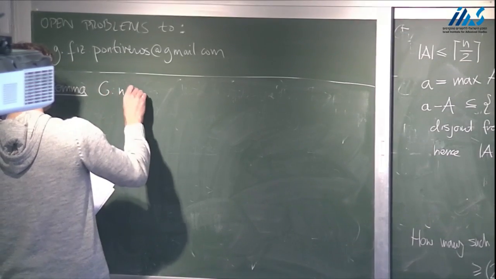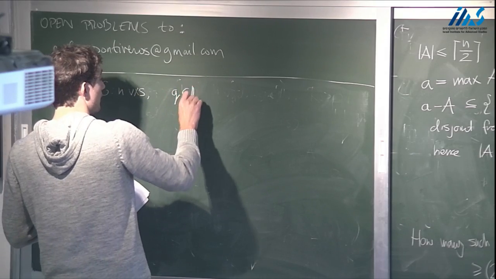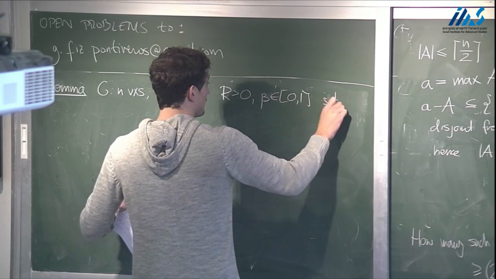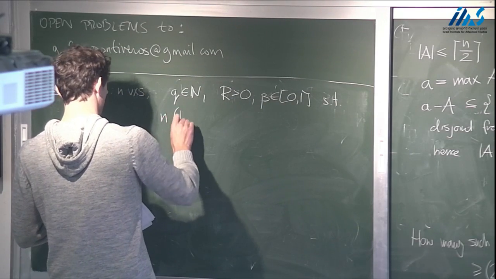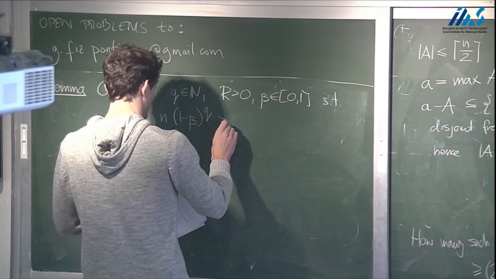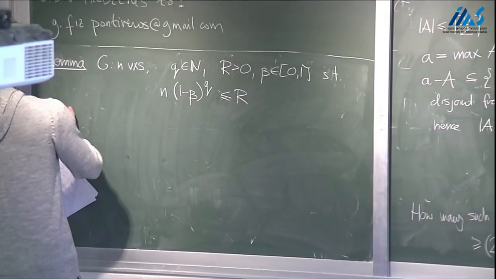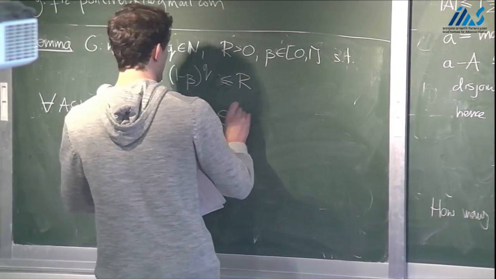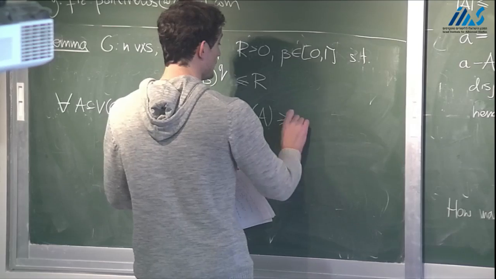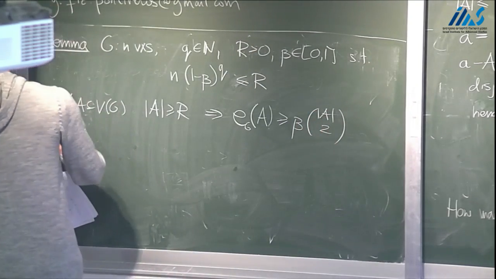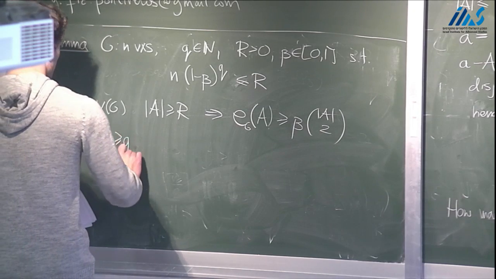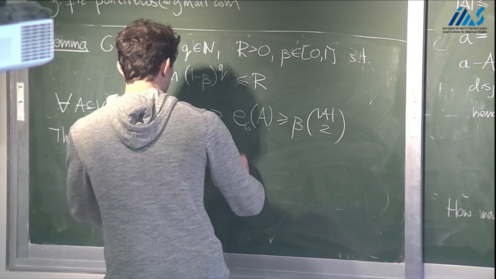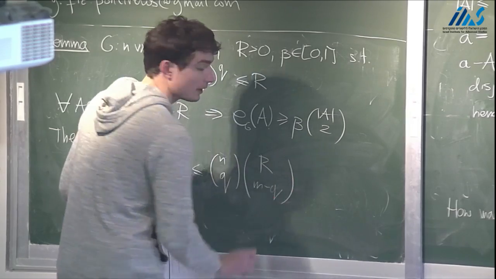If G has n vertices, and we have an integer q, an r, and a beta, such that n times (1 minus beta) to the q is at most r, and for every subset A of vertices, if A has at least r elements, then the number of edges that A induces in G is at least beta times A choose 2. Then for every M at least Q, the number of independent sets of size M is at most (N choose Q) times R choose (M minus Q).